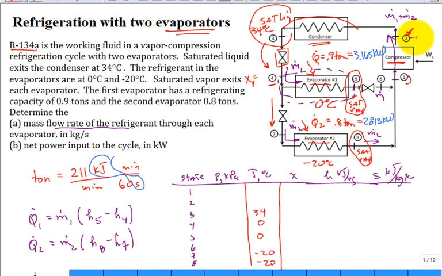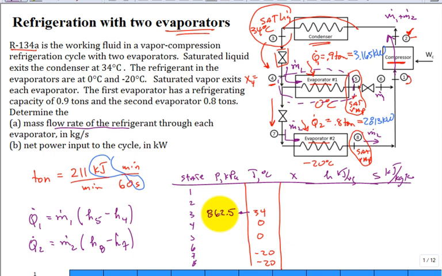So, let's do this. What is the pressure of the condenser, which is the pressure at state 3? Isn't it 862.5 kilopascal, or 8.625 bar? How many people see that in the tables?